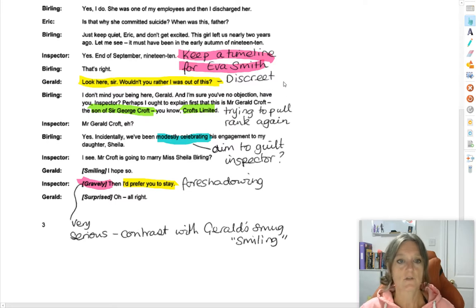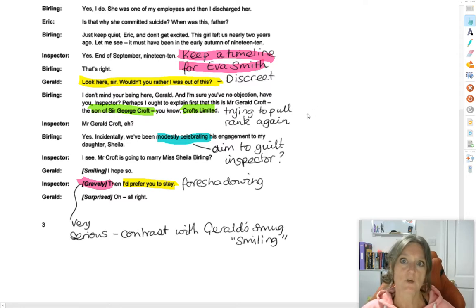Gerald is the soul of discretion. "Look here, sir, wouldn't you rather I was out of this?" It sounds as if the inspector might bring up something which is a bit of a touchy subject for Mr. Birling. So Gerald discreetly, being the gentleman that he is, tries to absent himself from the room. But Mr. Birling says, "No, I don't mind at all."